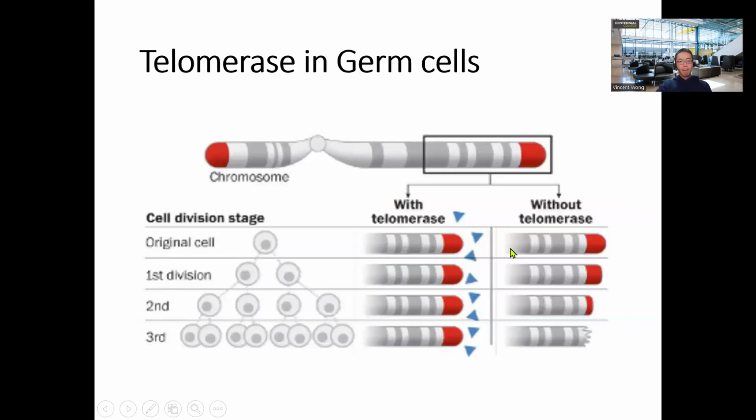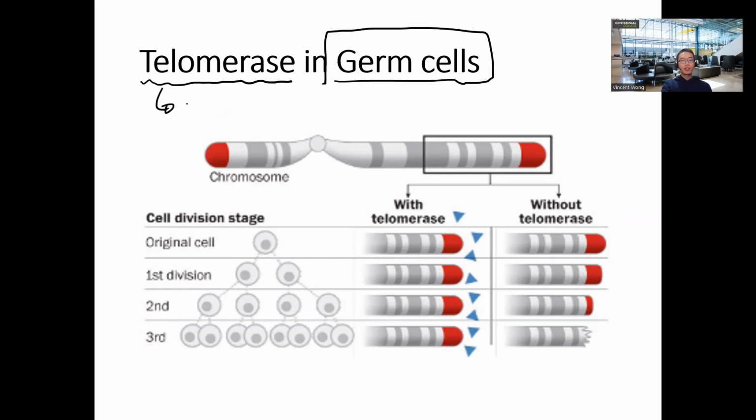So here, this is what happens in nature. If you're not tampering with cloning and things like that, when we make our sex cells, the sperm and the egg, our germ cells, there is a special enzyme called telomerase. The function of telomerase is to re-lengthen telomeres.